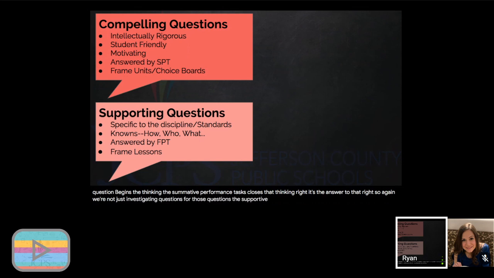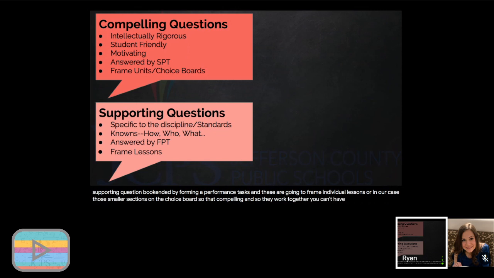The supporting questions, on the other hand, are much more specific to the disciplines, much more specific to the standards. They are the knowns inside of a discipline, the hows, the whos, the whats, and so on, right? And just as compelling questions are bookended by summative performance tasks, so too are supporting questions bookended by formative performance tasks. And these are going to frame individual lessons, or in our case, those smaller sections on the choice board. So compelling and supporting questions work together.